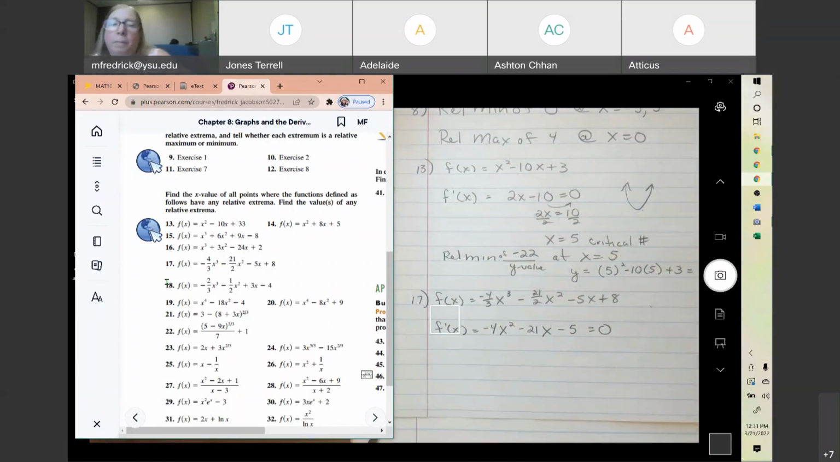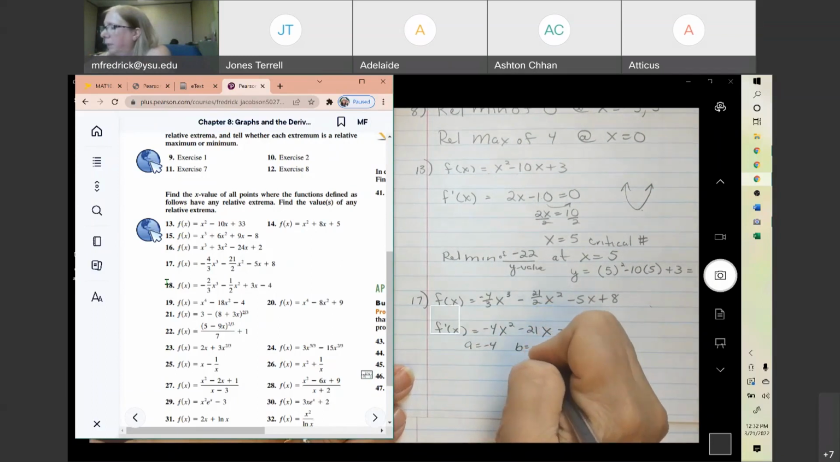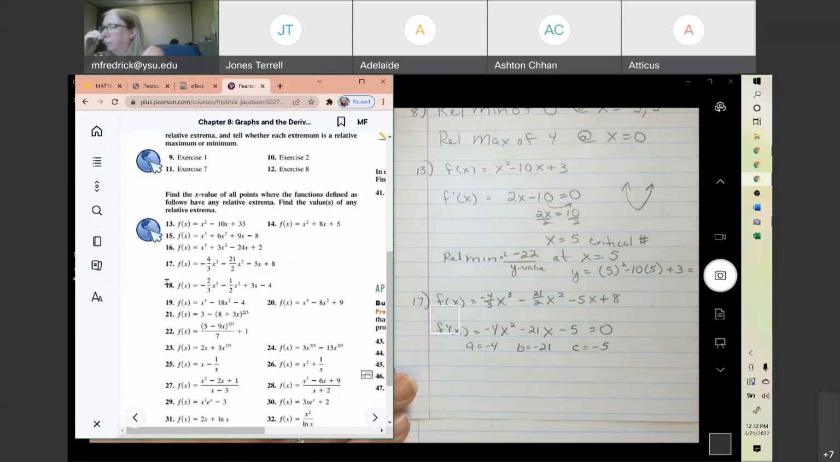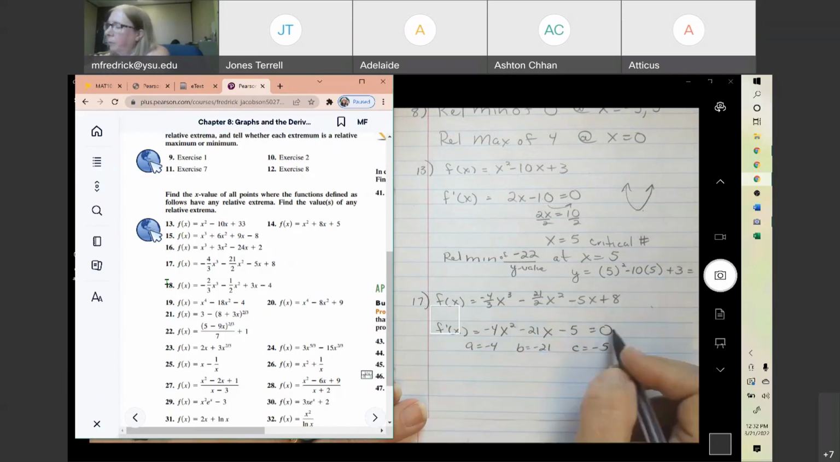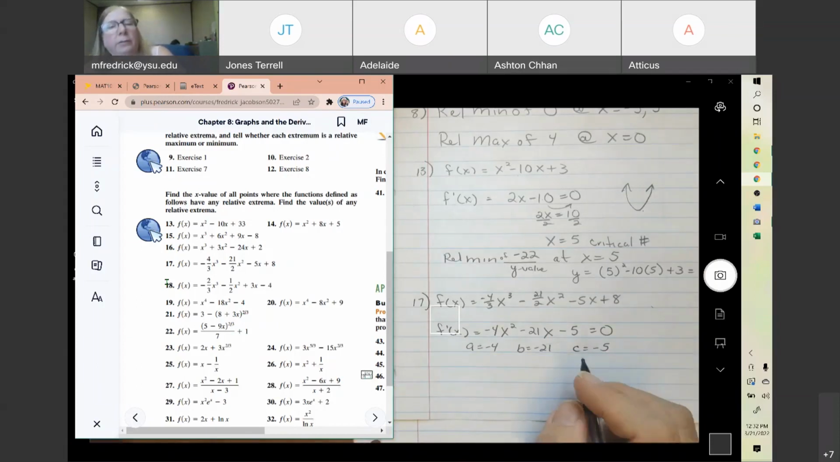Any questions on that? Now, would you factor this or would you use the quadratic formula? Anyone have a preference? Quadratic. Okay. So A would be negative 4, B is negative 21, and C is negative 5. Nice thing about the quadratic formula is it always works and you don't have to think about it. But this one is factorable if you want to factor. I did write it right, didn't I? Yeah, they're all negative.